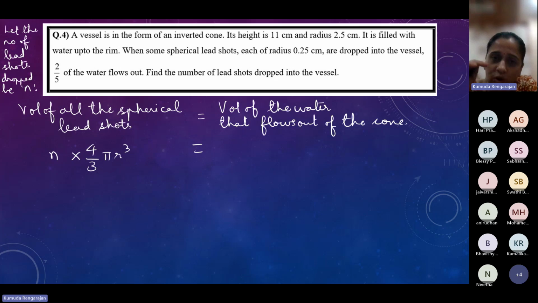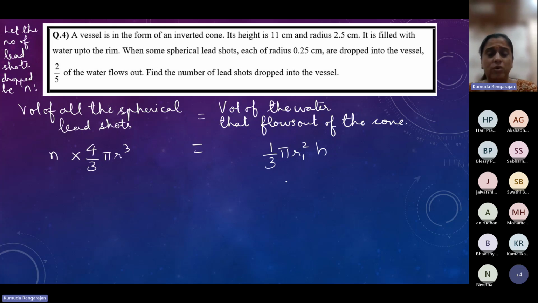So the volume of the water and the volume of the cone both are the same because the water is filled up to the rim. If the cone was partially filled with water, then the volume of the water will be less than the volume of the cone. But here it's filled to the rim, right? So 2/5 of that volume flows out. So volume of the water is the volume of the cone, which is 1/3 pi r square h. Just to differentiate, I'll use R1 here. Now this is the volume of the water, 1/3 pi R1 square h.